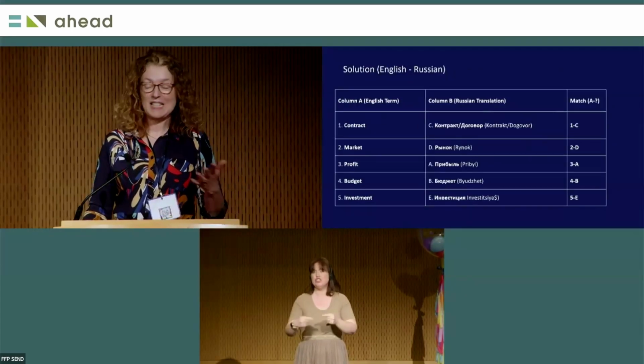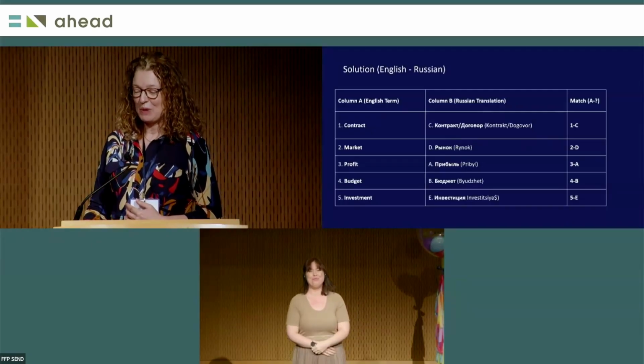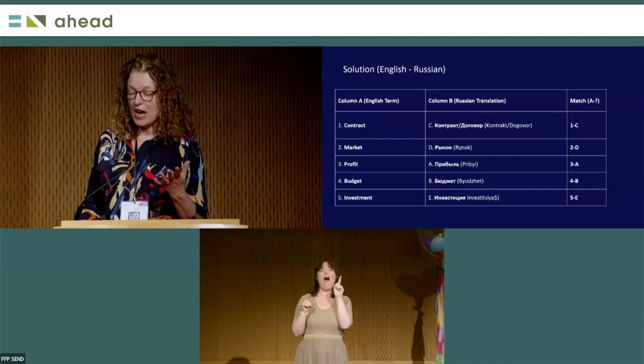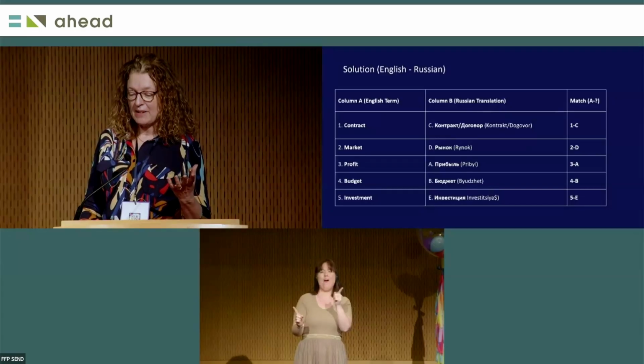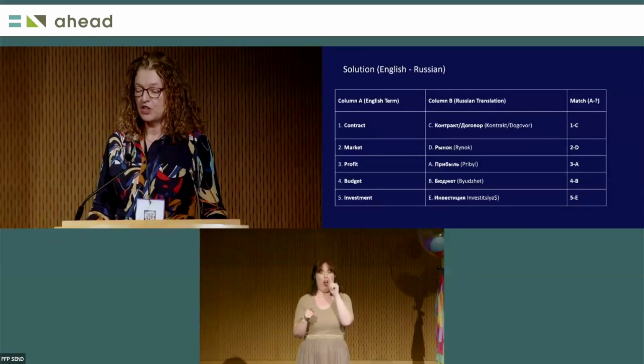So for anyone who was trying to match them up, there's the results there. I just put the results of what's matching. We could have guessed contract, or maybe you could have guessed the investment one. But the other ones would have been pretty unusual.